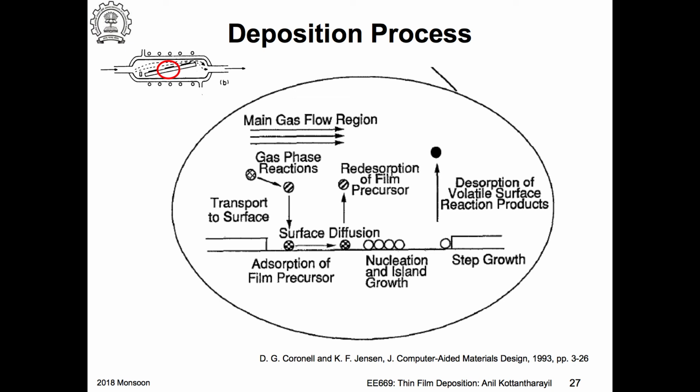So one is gas phase reaction. So the reactants could actually react or decompose in this, right? And then get transported to the surface. And then absorption of the film precursors on the surface, and there can be surface diffusion and surface reactions happening on the surface. And then some of these reactants may desorb from the surface.